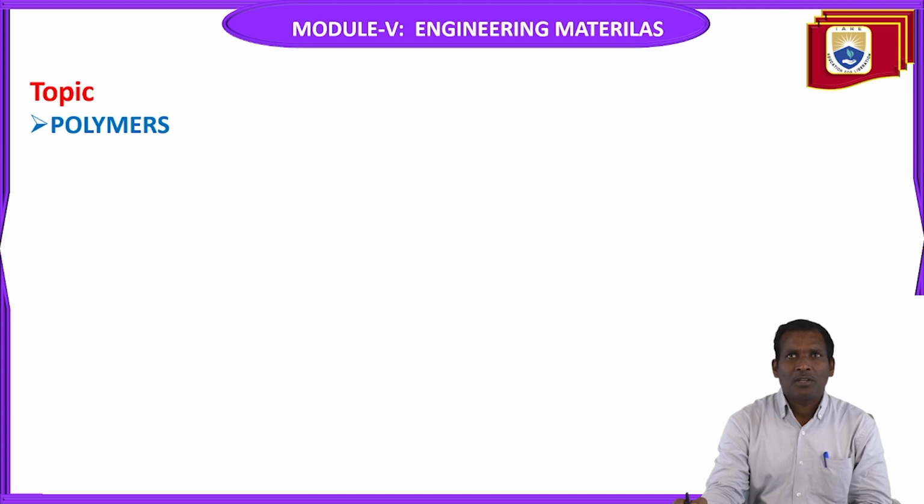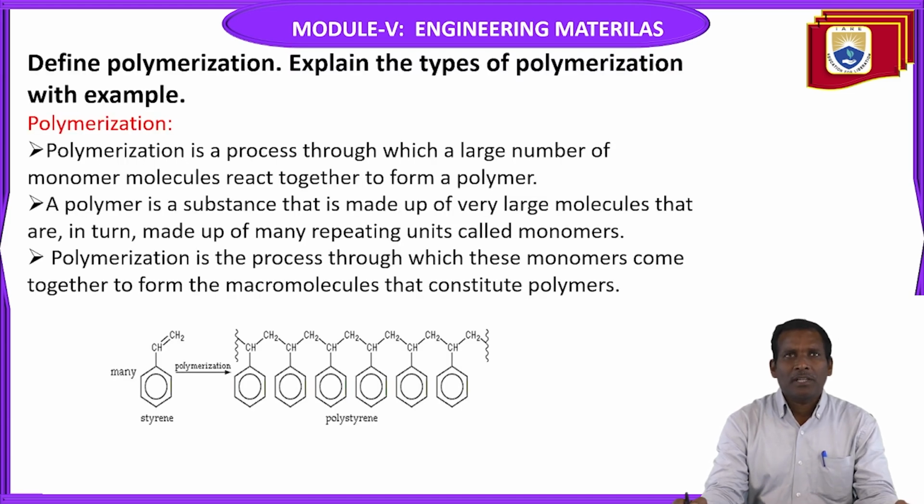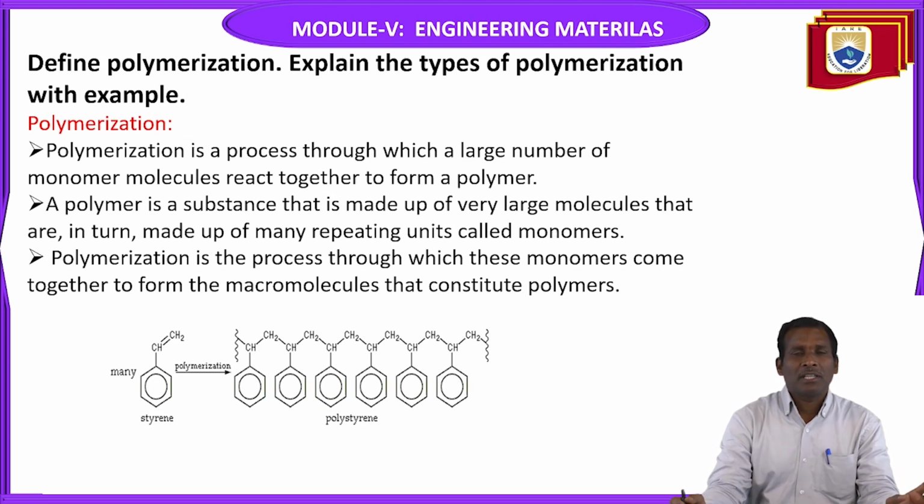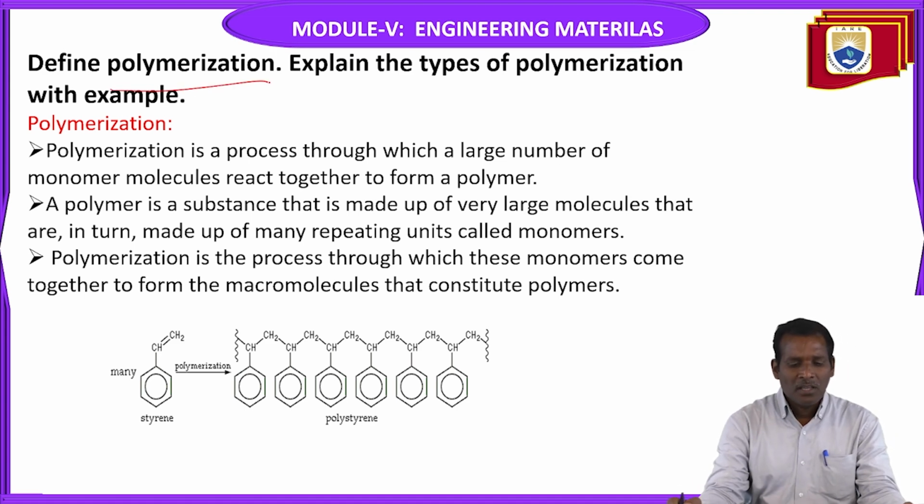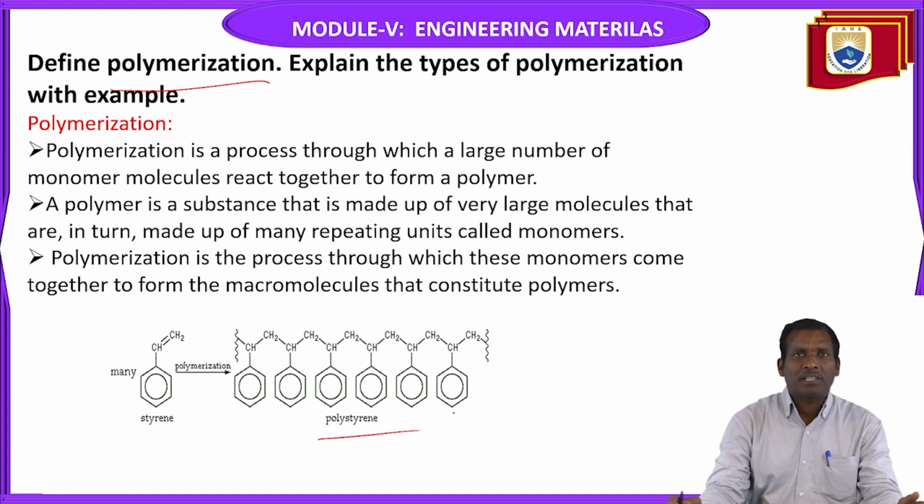The topic is polymers. The first question is: define polymerization, and explain the types of polymerization with examples. Sometimes they will ask not only the definition of polymers and how many types of polymers, but also what is the process at the back end of this polymer material. That process is called polymerization. The example shown here is styrene and polystyrene.